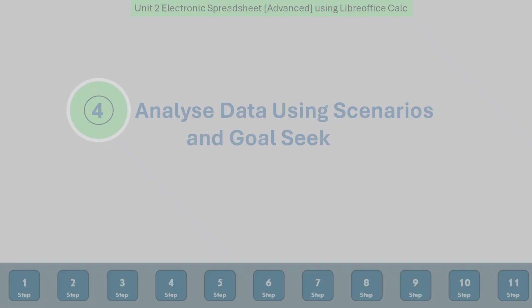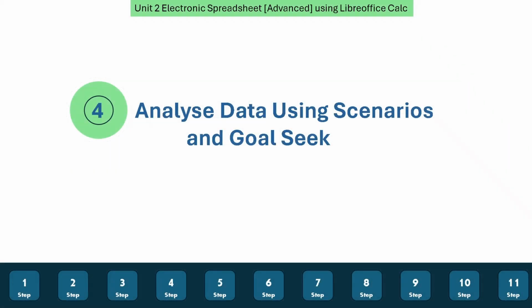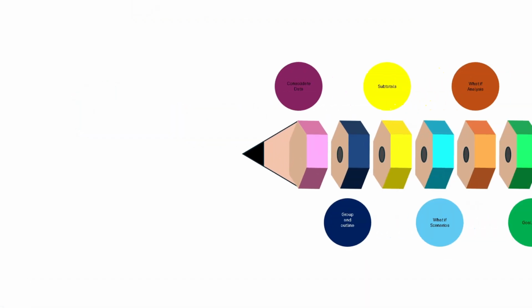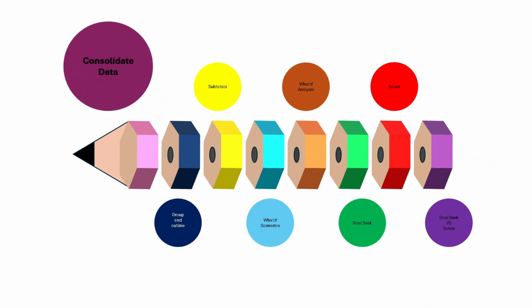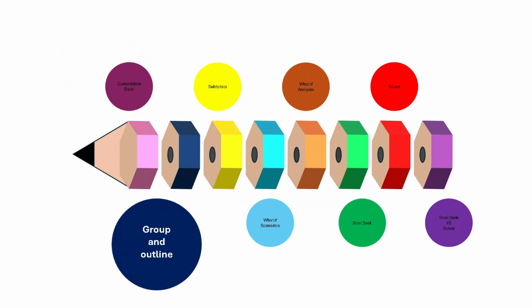Today we are going to learn the second topic in Unit 2, Chapter 4. If you want to watch the first topic, Consolidating Data, click on the link in the description or the link displayed on this video. The second topic is Grouping and Outline.